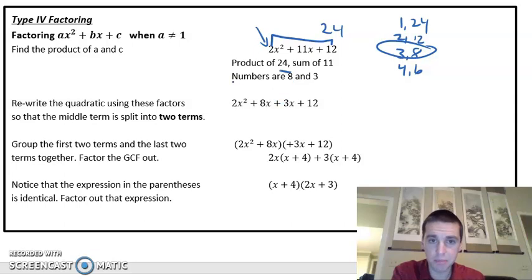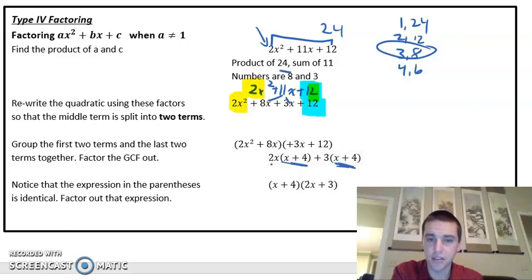We then are going to split it off. So I usually write it like this. Then I split off. So the 2x squared stays the same. Notice that stays the same. And the 12 stays the same. So 12, 12. The only thing that changes is the 11, the middle term. So you put parentheses around those. You then factor GCF out. 2x factors out from the first one. 3 factors out from the second one. You then notice that the insides are the same.